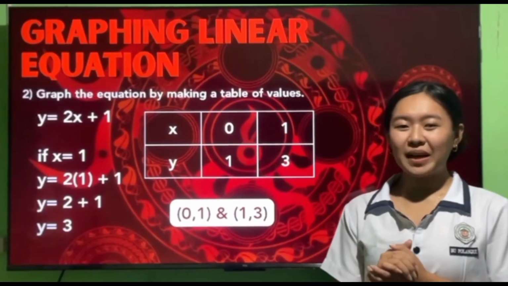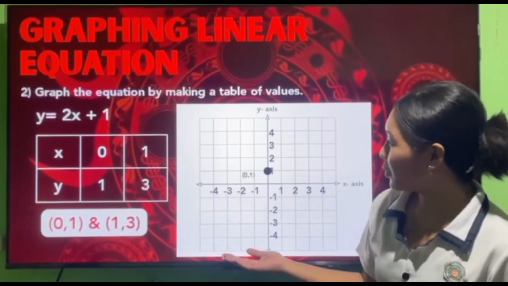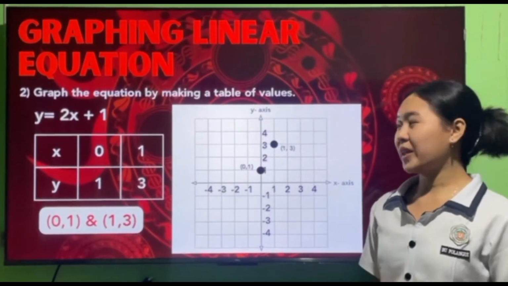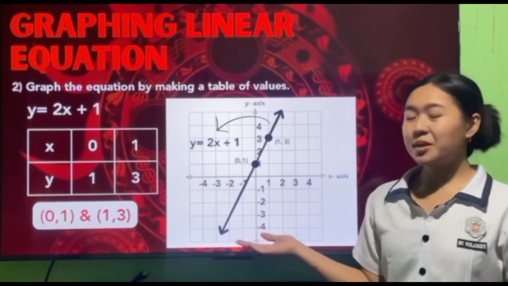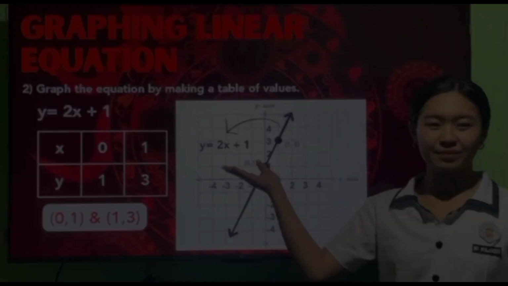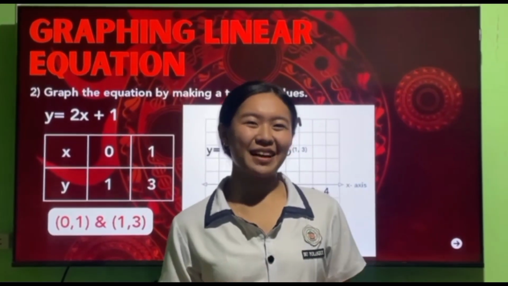Next, we plot each point from the table. We have first coordinate (0, 1) and coordinate (1, 3). Let us connect all points with a straight line. This line represents all the solutions to y equals 2x plus 1. And there you have it, mga kamatkada. We have successfully graphed a line using the table of values.